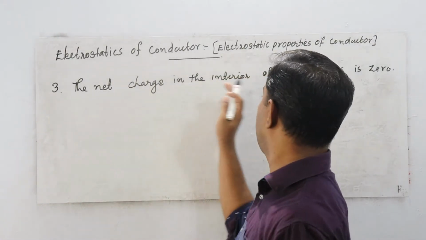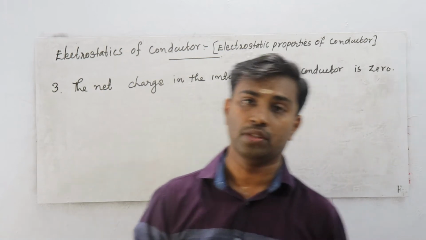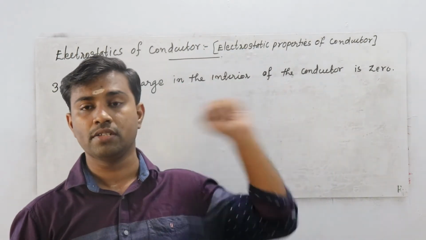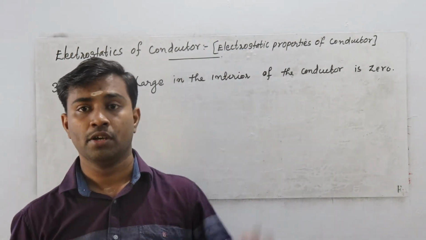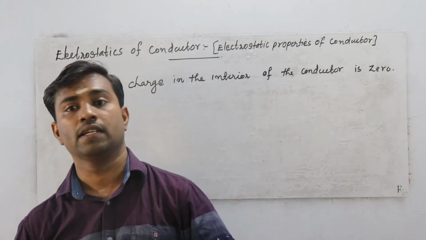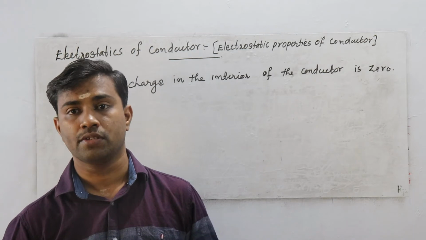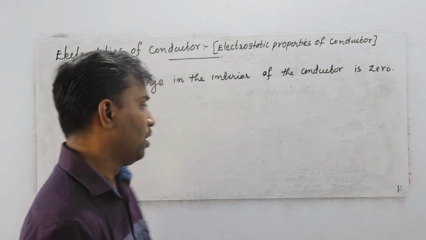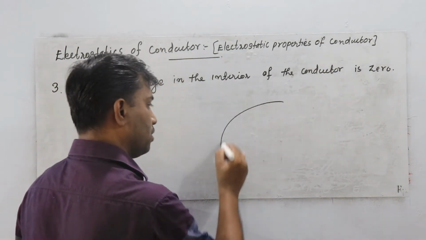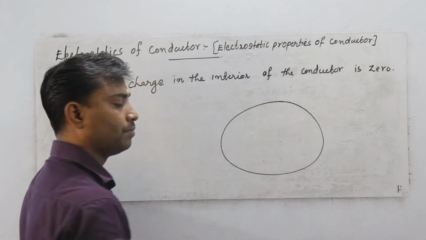The net charge in the interior of a conductor is 0. Otherwise, no excess charge resides inside a conductor. That we are going to discuss now. So we consider a conductor.